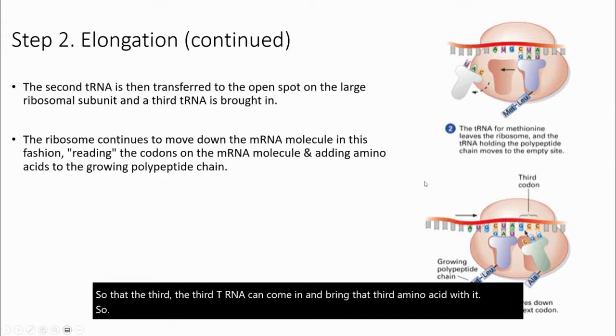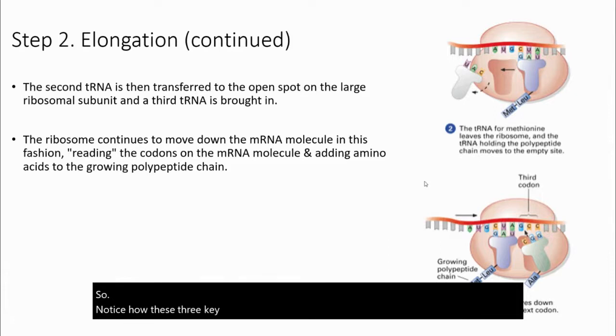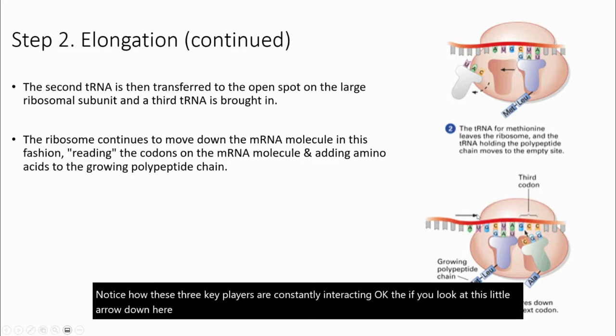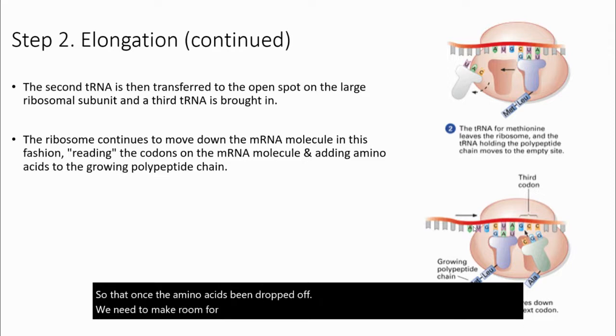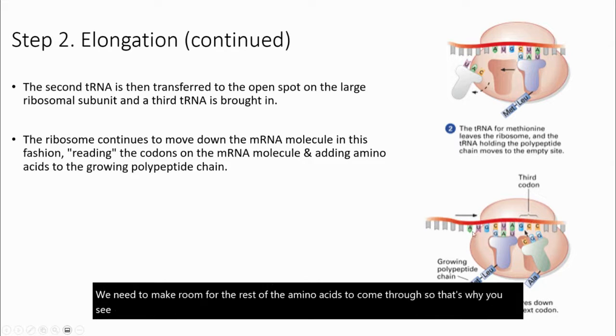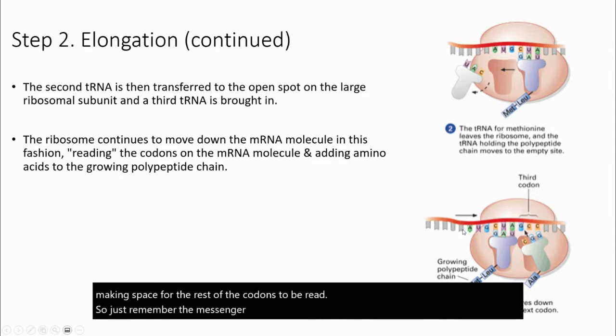So notice how these three key players are constantly interacting. Okay? If you look at this little arrow down here, notice the messenger RNA is kind of being fed through the ribosome so that once the amino acid's been dropped off, we need to make room for the rest of the amino acids to come through. So that's why you see this AUG down on the bottom. See how it's moved out of the ribosome, because it's making space for the rest of the codons to be read.